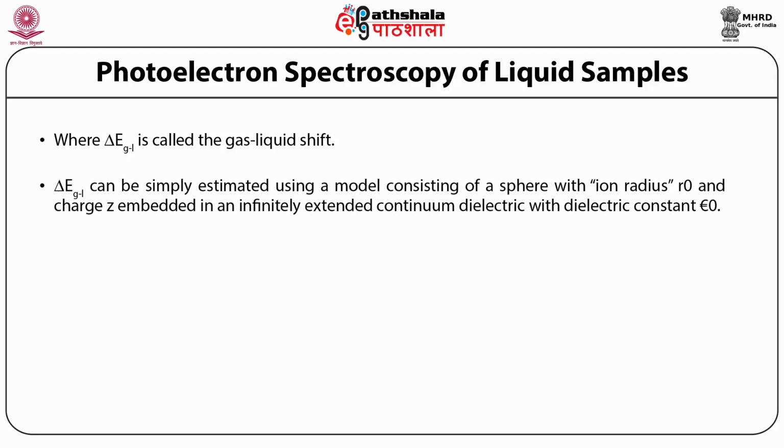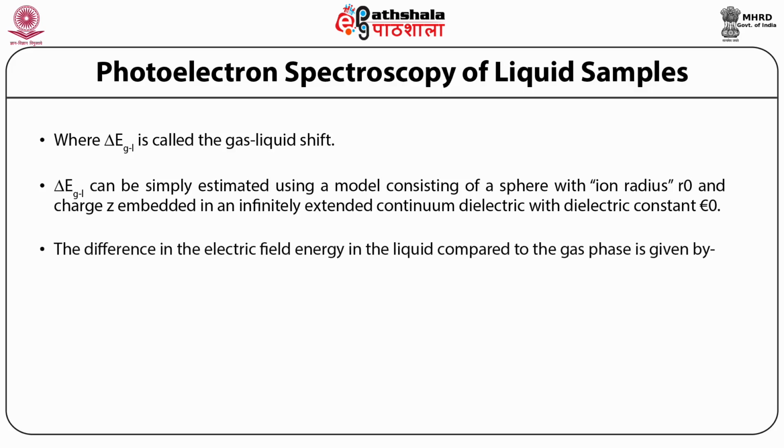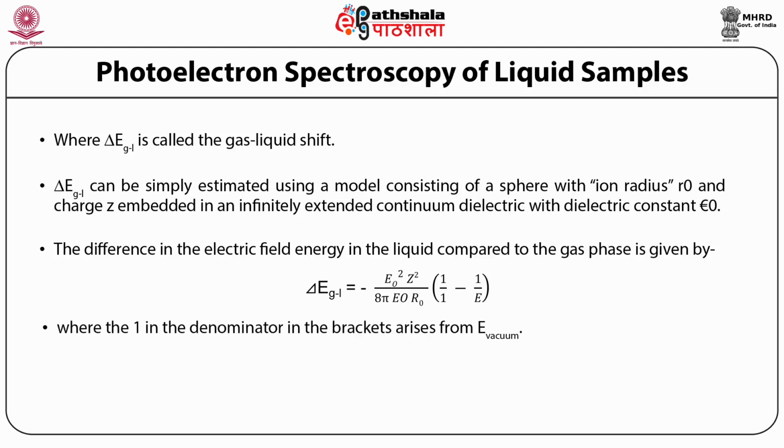Delta E G minus L can be simply estimated using a model consisting of a sphere with ion radius R0 and charge Z embedded in an infinitely extended continuum with dielectric constant epsilon. The difference in the electric field energy in the liquid compared to the gas phase is given by delta E G minus L is equal to minus e squared Z squared upon 8 pi epsilon naught R naught times the bracket of 1 minus 1 upon epsilon, where the 1 in the brackets arises from the vacuum.